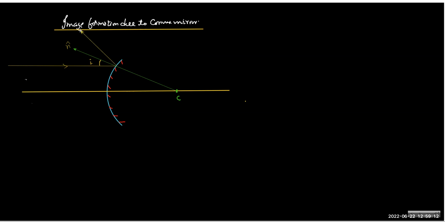So one thing is clear: this will always diverge. If you take any other light ray, it will only diverge, correct? Which makes sure that the image is bound to be what? Virtual. Correct. You can take one more light ray, but if I take one light ray along the principal axis, it will just reflect back and the ends will meet like this. So we can say this is a virtual image of the real object.